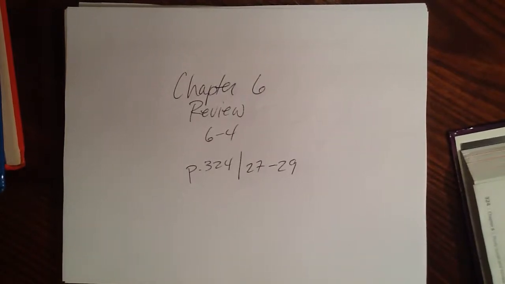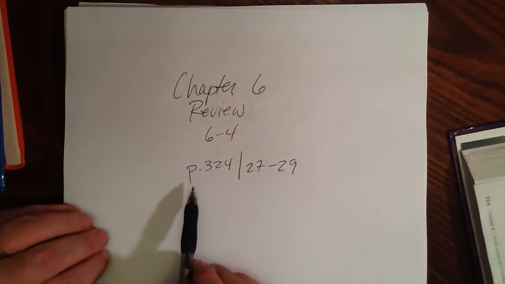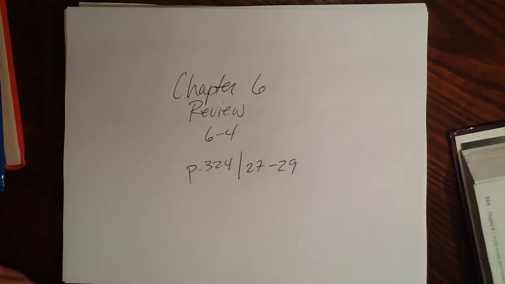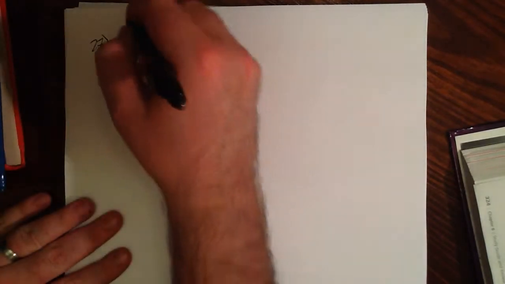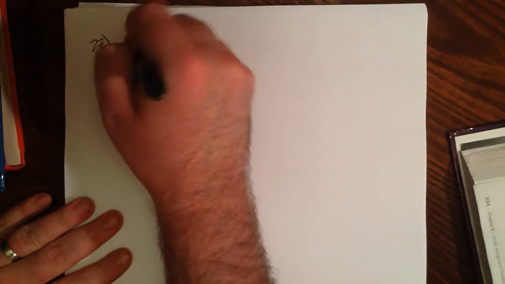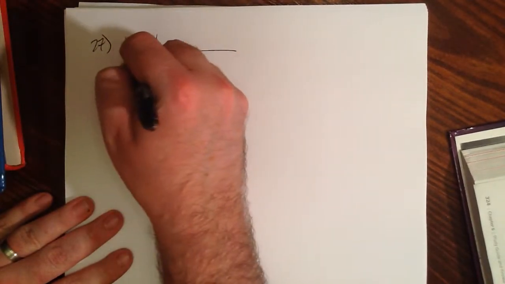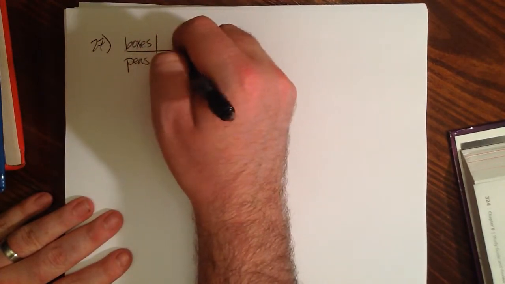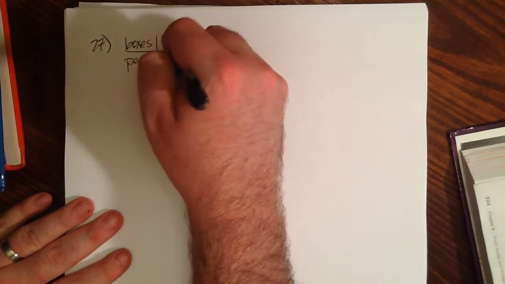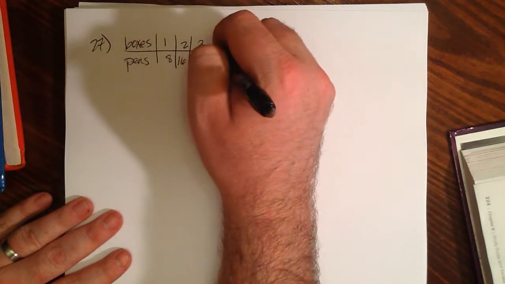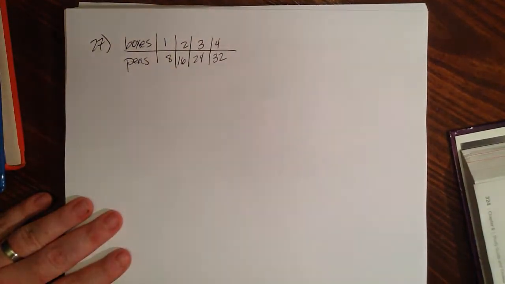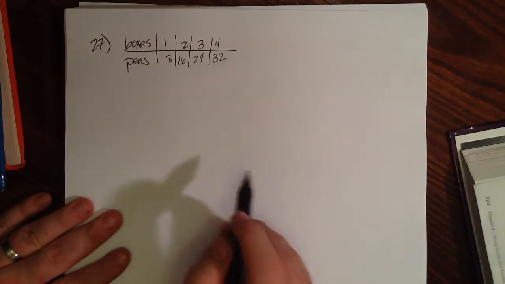Continuing the Chapter 6 review, Section 6.4, doing problems 27 through 29 on page 324. The directions for 27 and 28 say, determine whether the set of numbers in each table is proportional and explain. And so you have a table here of boxes and pens. And it says one box was 8 pens, 2 boxes was 16 pens, 3 boxes was 24 pens, and 4 boxes was 32 pens. Okay, so it wants to know if this is proportional.